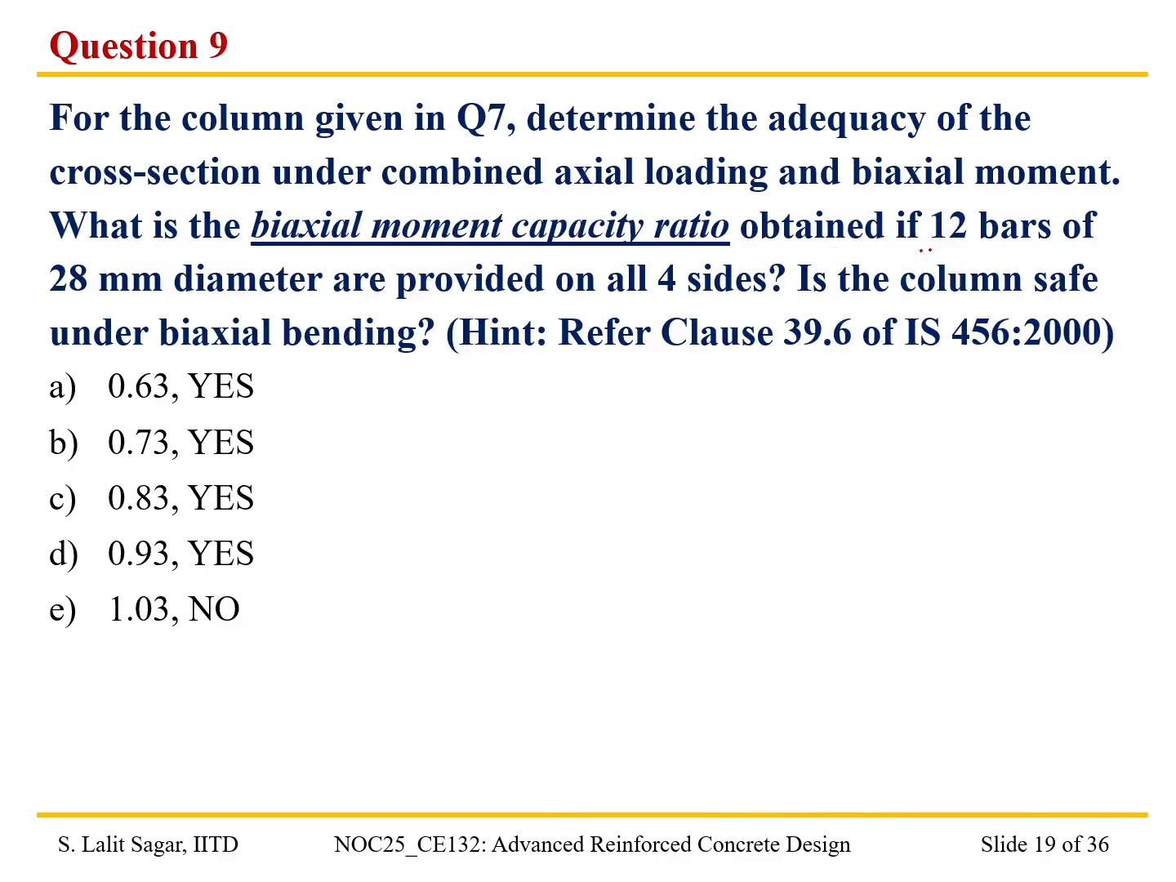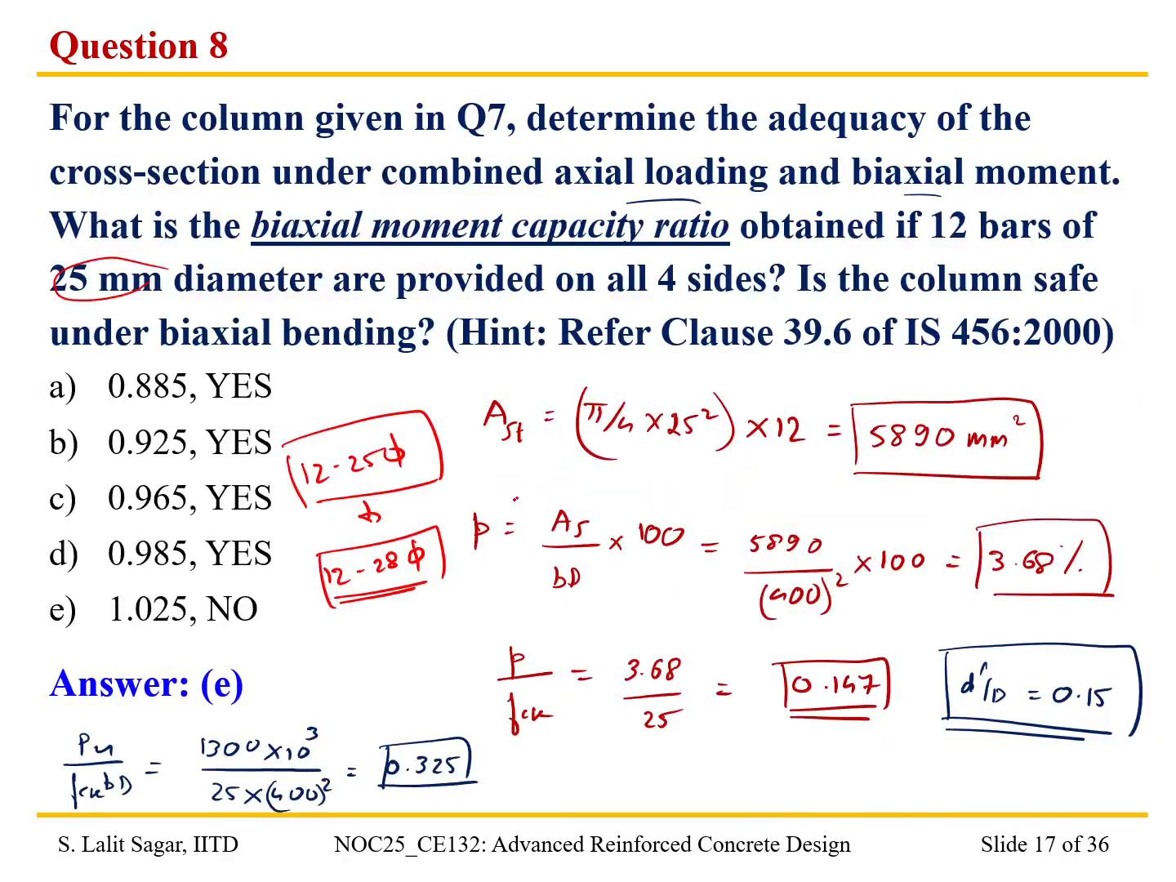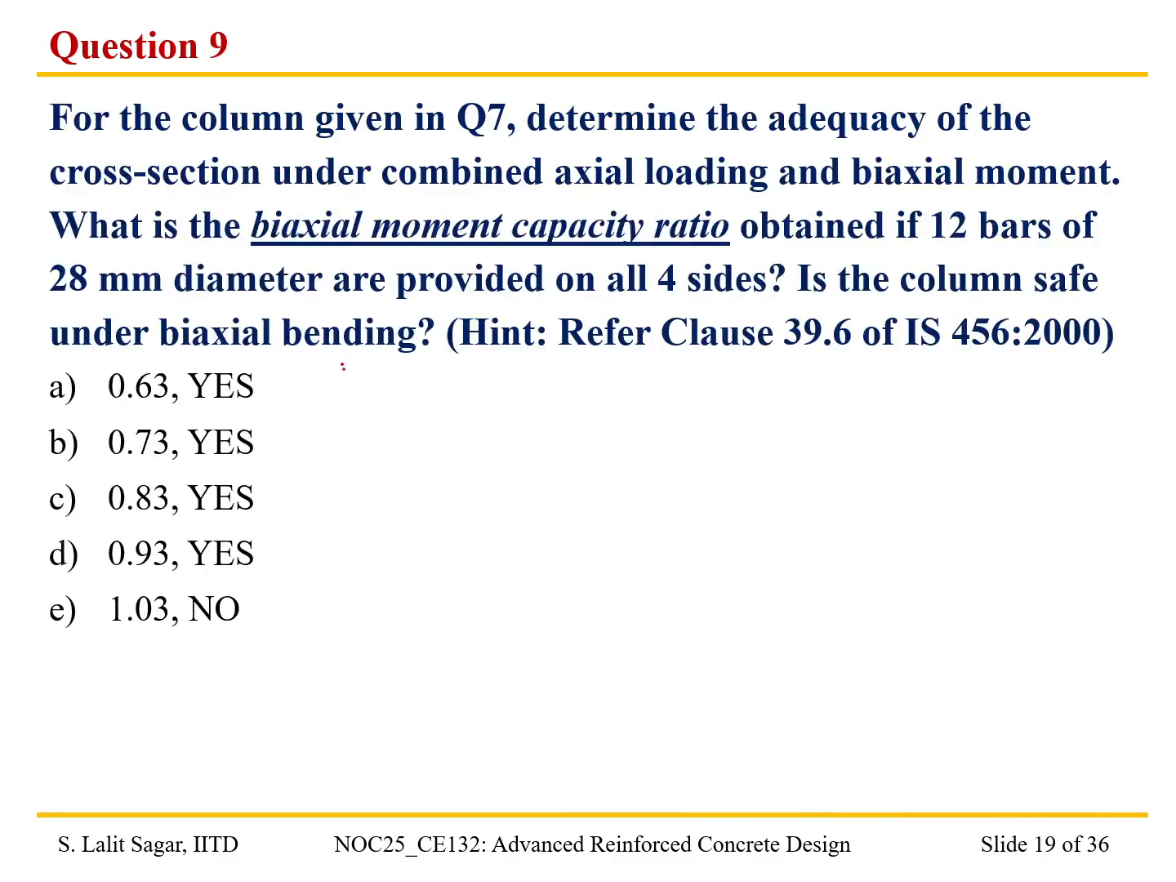So ultimately the answer is no. The biaxial moment capacity ratio is greater than 1. It is 1.0025. So the column is not safe under biaxial bending. We'll proceed to the next question. In question number 9, we are providing 12 bars of 28 diameter on all four sides. Then we will check the adequacy of the cross section under biaxial bending.